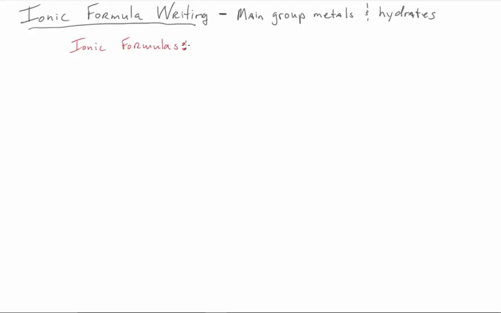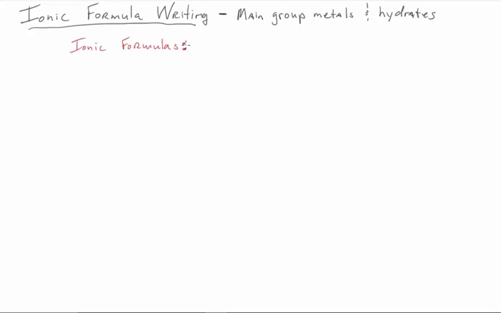Today we're going to take a look at ionic formula writing, and specifically what we're going to be looking at in here is our main group metals and our hydrates. I hope you understand by me saying it's ionic that we are going to have metals bonding with nonmetals, as a general rule of thumb.